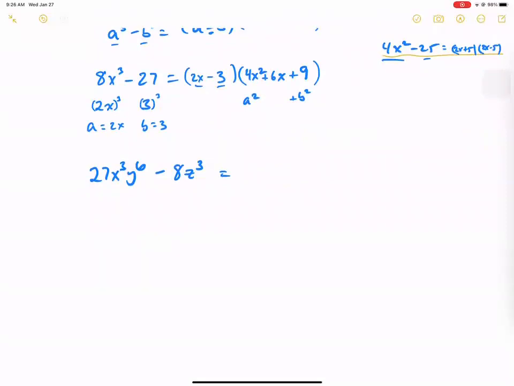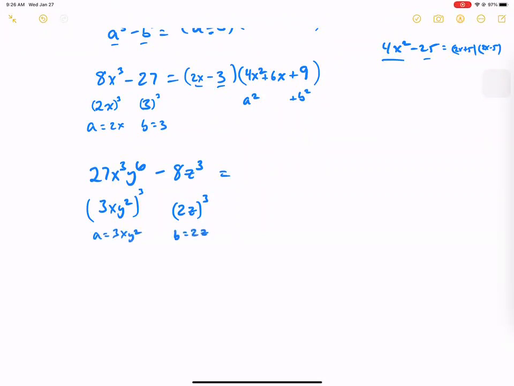27 is 3 times 3 times 3. 8 is 2 times 2 times 2. So that's right, our singles is going to be 3xy squared, and if I cubed it, we would end up with what we have on our front term. In our back term, this would be 2z, and then if we cubed it, we'd be up on top. So our a value is going to be 3xy squared, and our b value is just 2z.